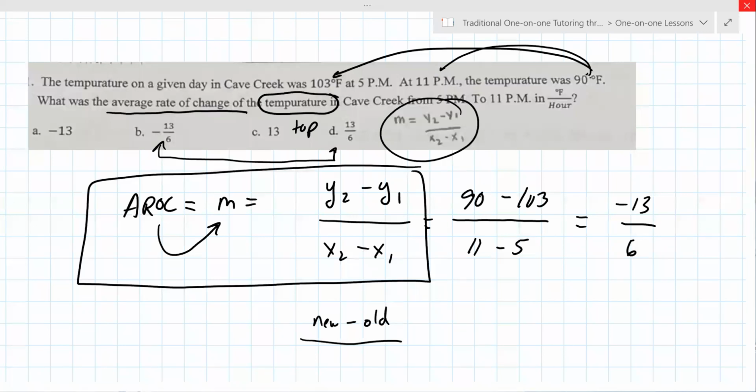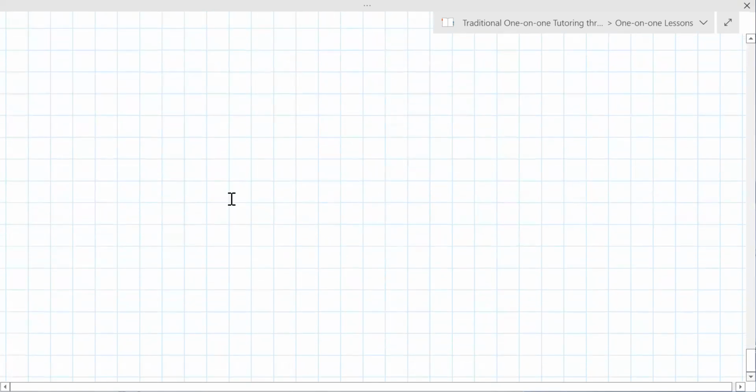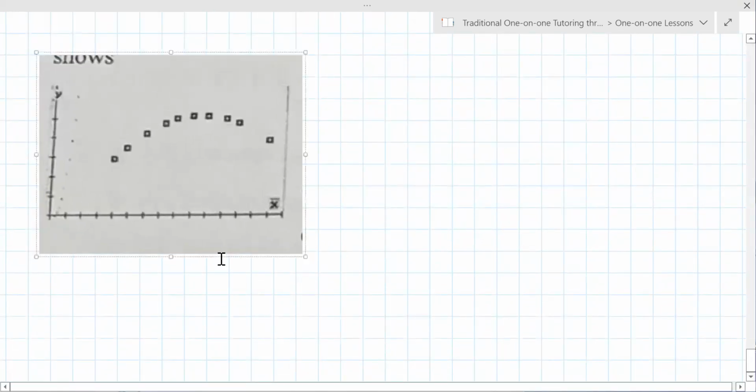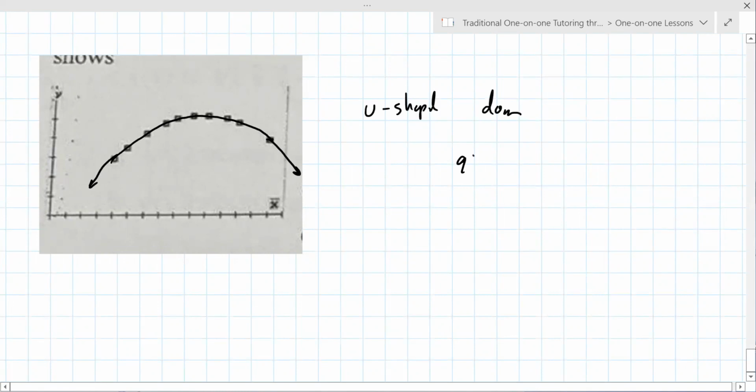Number 12, just grab the graph of this. So it's really all that's needed. You just connect the dots when you see stuff like this, and you try to envision what is happening, which I think you can see that this is U-shaped, but it's going down. That just means it's a quadratic, and it's opening downwards.